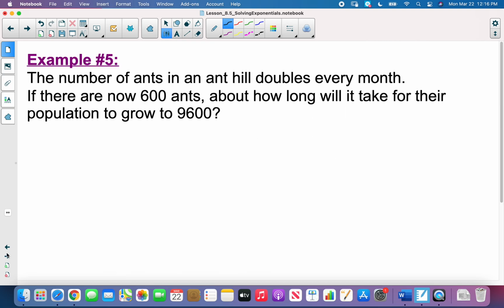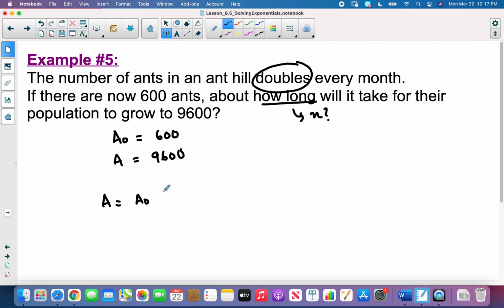Next example, the number of ants in an anthill doubles every month. How long will it take for their population to grow to 9,600 if there are now 600 ants? So the initial number of ants is 600. They grow to 9,600. Again, it's how long, so we're trying to find the value of n again. And it doubles every month. So we can use our doubling formula, which is A equals A0 times 2 to the power of t over n. And it doubles every month.